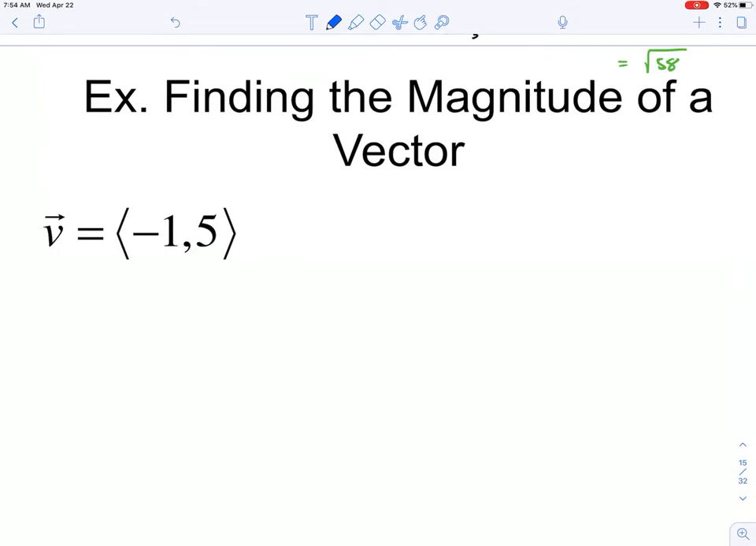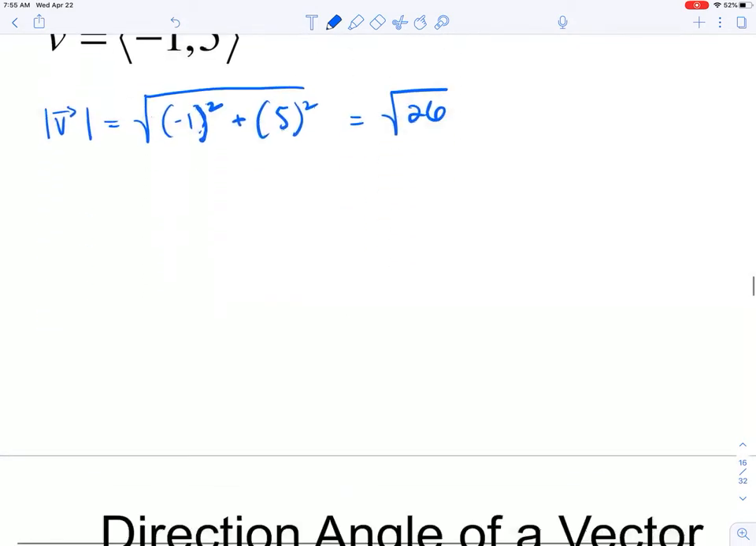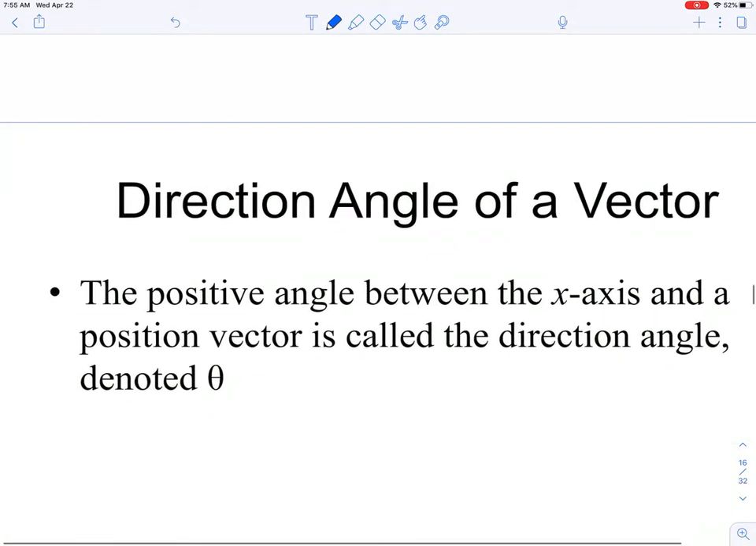So let's find the magnitude of this vector. Since this vector is in standard position, and I know that because of the pointy brackets, I can find the magnitude by taking the square root of a squared plus b squared. So I would get the square root of 26.